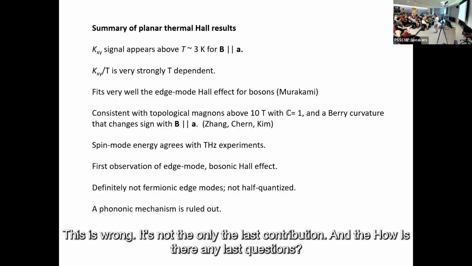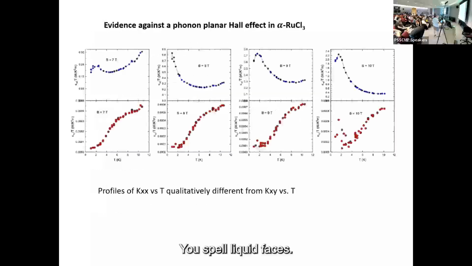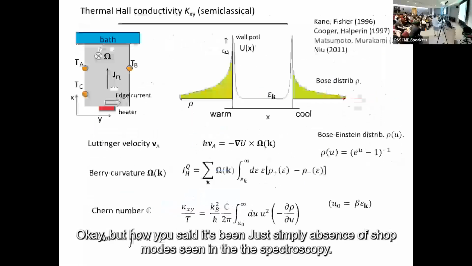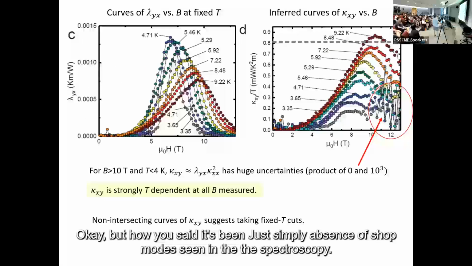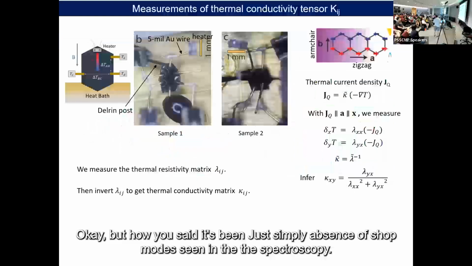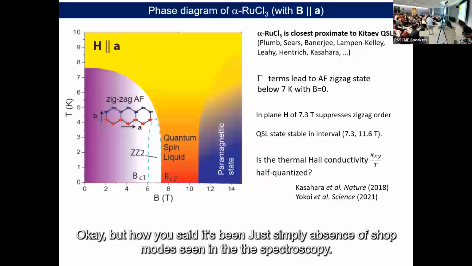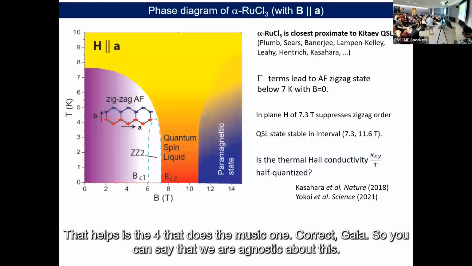Is there any other questions? So this is not in the spin liquid phase at the start? It depends on the magnetic field, right? Because remember the phase diagram, the spin liquid phase is... Okay, but how is that spin liquid characterized now? It's just simply the absence of ordering, the absence of sharp modes seen in spectroscopy. Right, but the absence of order doesn't mean it's a quantum spin liquid. Correct, yeah. So you could say that we are agnostic about this.